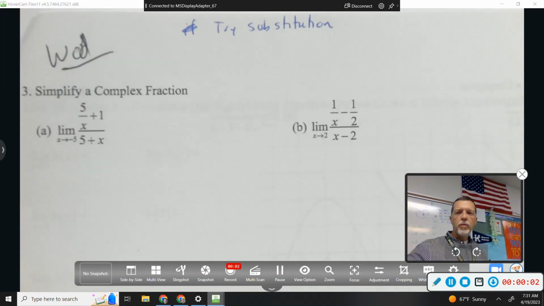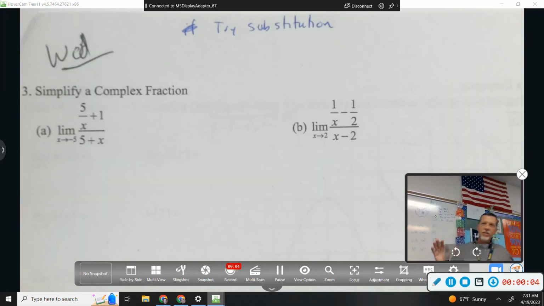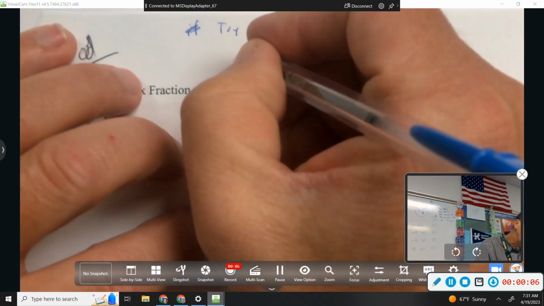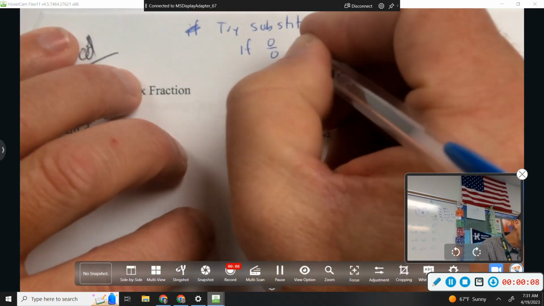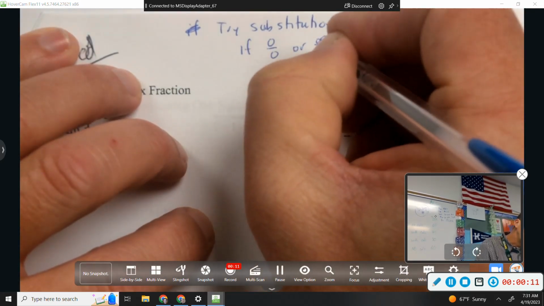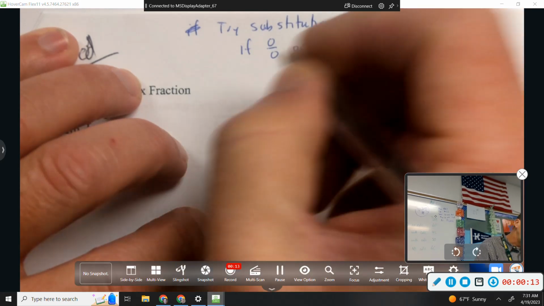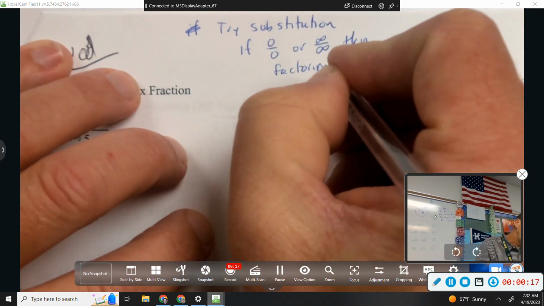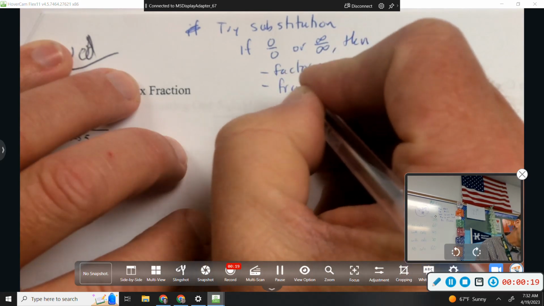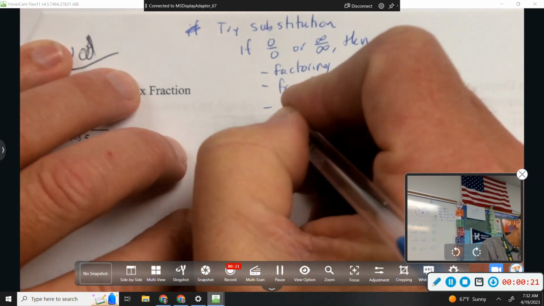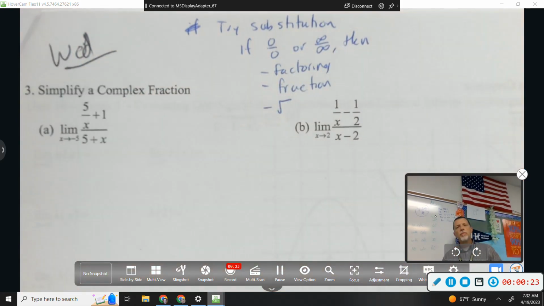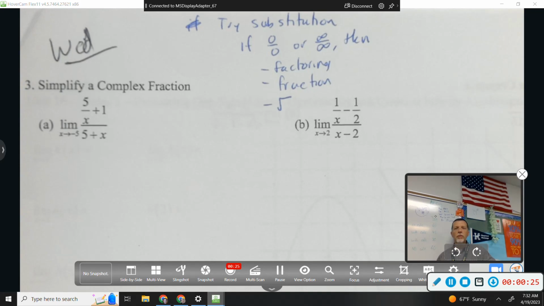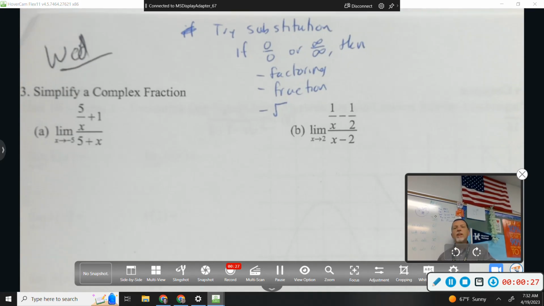So try substitution first. If you get an answer, great. But if you get 0 over 0 or infinity over infinity, then you've got to try either factoring or fractions or square roots. And again, yesterday we did the substitution and factoring parts. Today we'll do the fraction and square root parts.